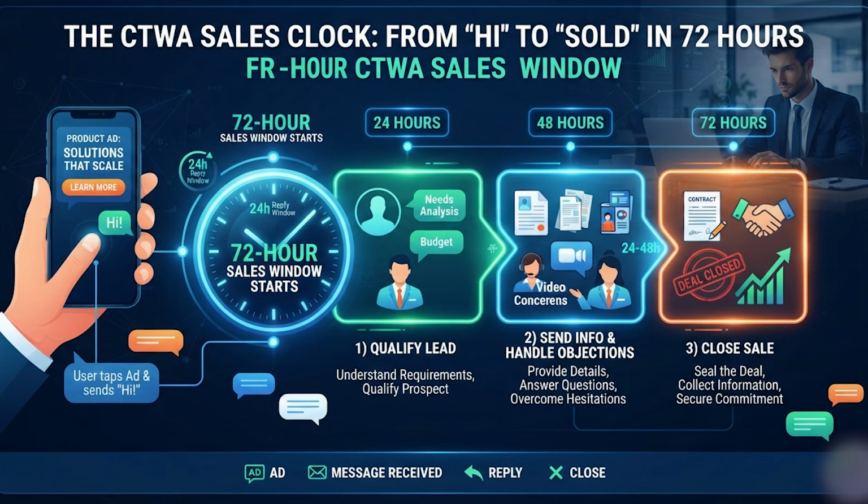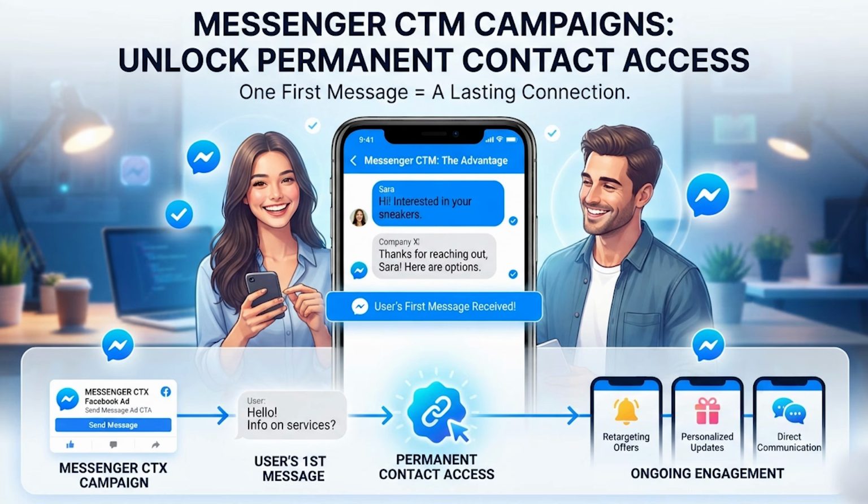So, the playbook looks like this. A user taps your CTWA ad, they send their first message, even just hi, and the 72-hour clock starts the moment you reply within 24 hours. You now have 3 days to qualify this lead, send product information, handle objections, and close, without paying for template messages. For Messenger CTM campaigns, the advantage is even longer. A user's first message via Messenger CTX gives you permanent contact access. Once they've messaged you through an ad, you can follow up via Messenger at any point in the future.